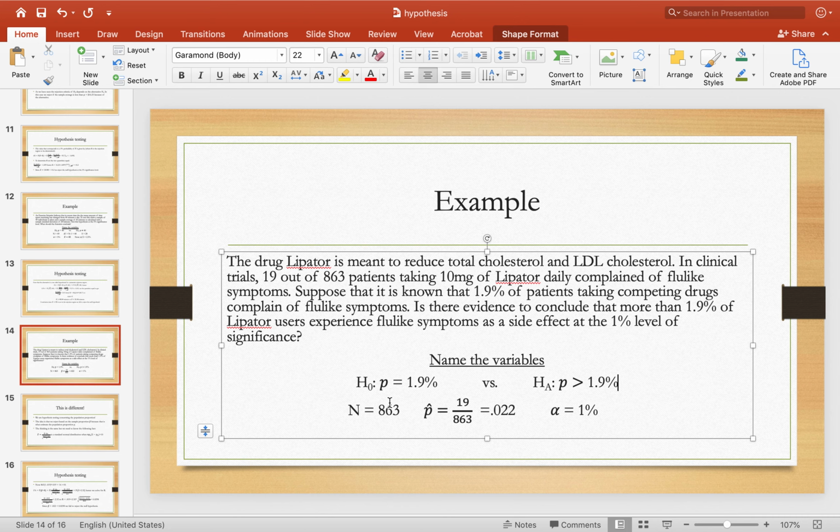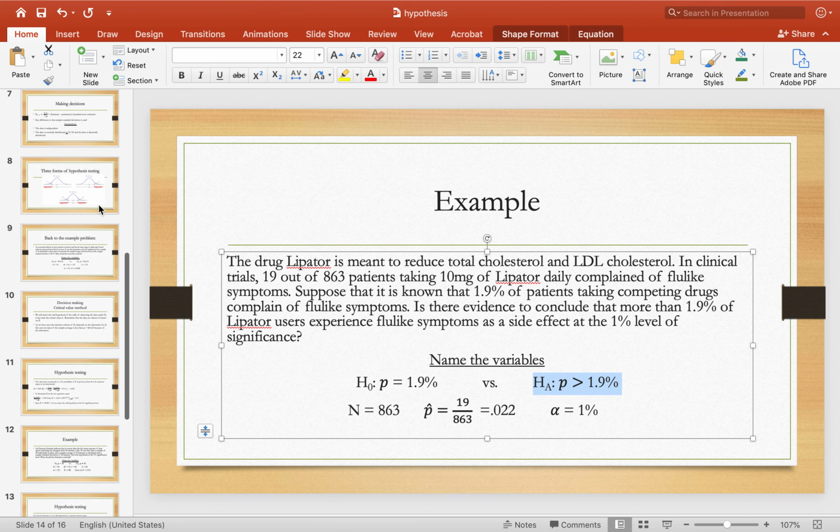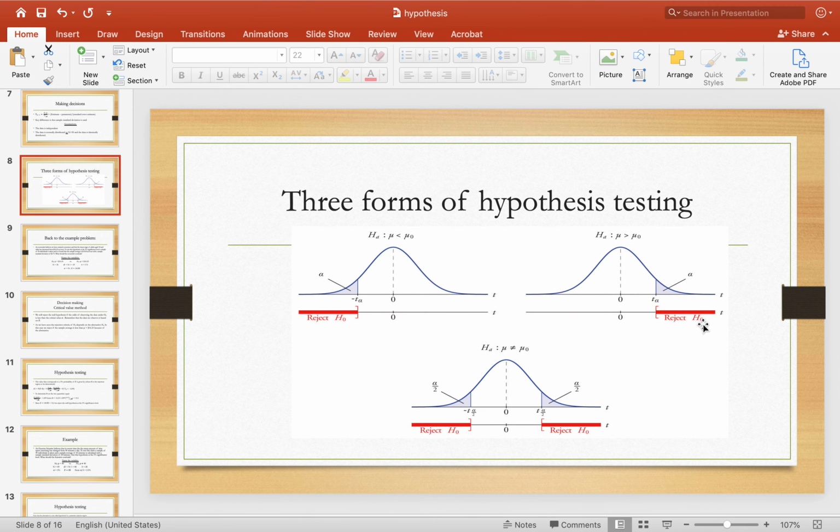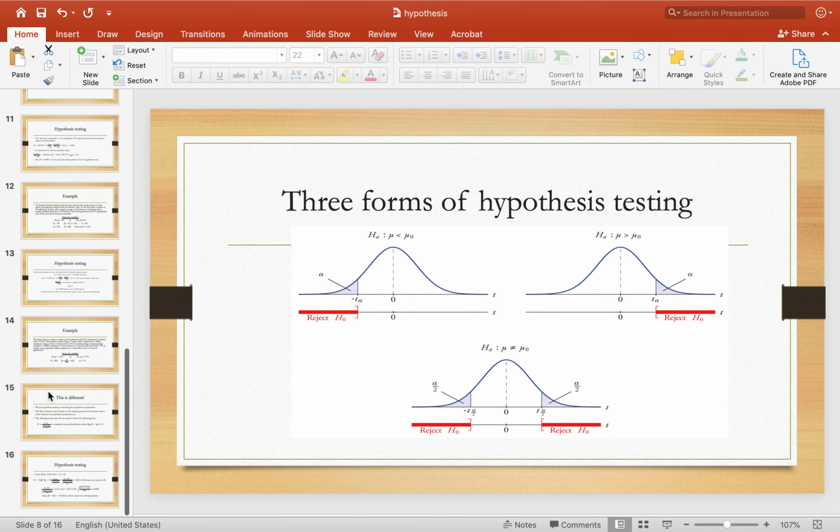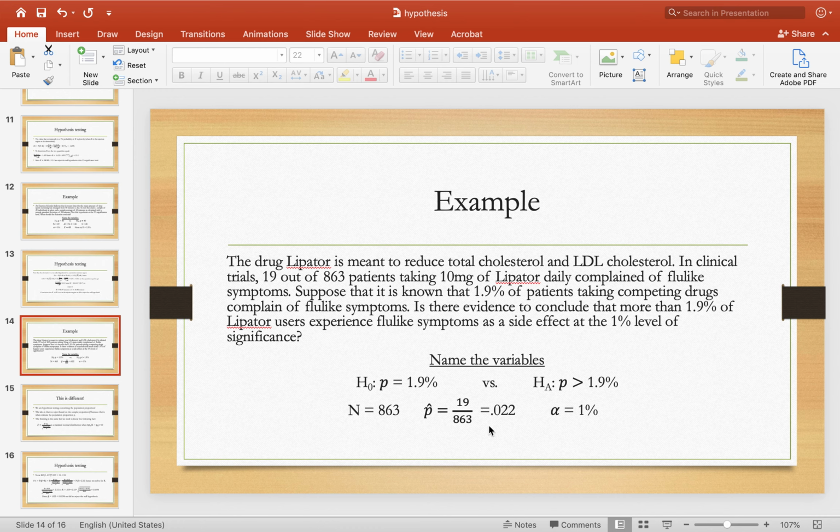Other things that we have from the data is the sample size is 863. We have the sample proportion, which is different from the population proportion. The null hypothesis and the alternative hypothesis are statements about the population proportion. Here we have a sample proportion, that's the 19 out of 863, and that's 0.022. We want to test this at the 1% significance level. I'm going to point out that this alternative hypothesis corresponds to a rejection region like this. We're going to reject if it's greater than the average. So we wrote down all the information that came from this problem, and that was the name the variable game.